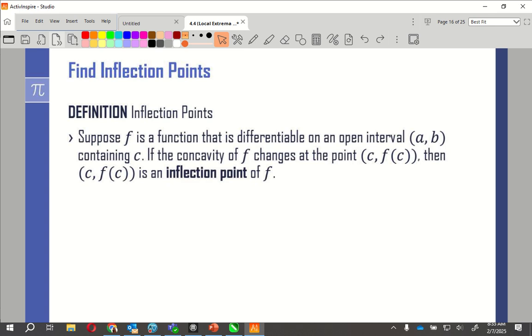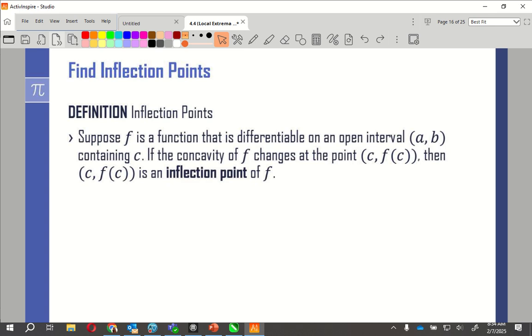Inflection points. Suppose that f is a function that's differentiable on an open interval from a to b containing c. The concavity of f changes at the point c, f of c. Then c, f of c is a point of inflection. Now, throwing up little gang signs again. So, right here, in between my two concavities, concave up, concave down, that is my point of inflection.